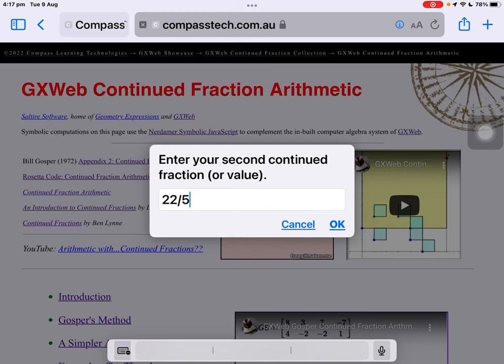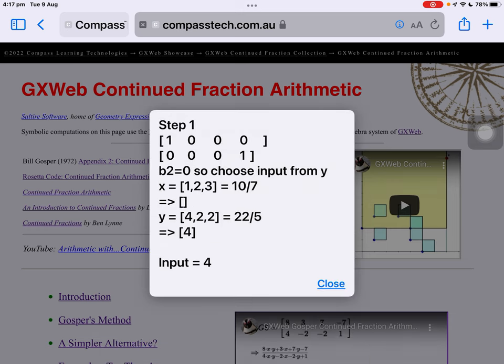So let's begin with 10 over 7 and 22 over 5. And we're going to use Gosper's method to multiply those two fractions together. And before you start, I know multiplying them by normal methods is pretty simple. Step 1, we begin with our original matrix, our 2x4 matrix, which we've already talked about. The leading 1 corresponds to X times Y, and the only other term is a 1 on the bottom of the fraction. So this is the operation for X times Y over 1.